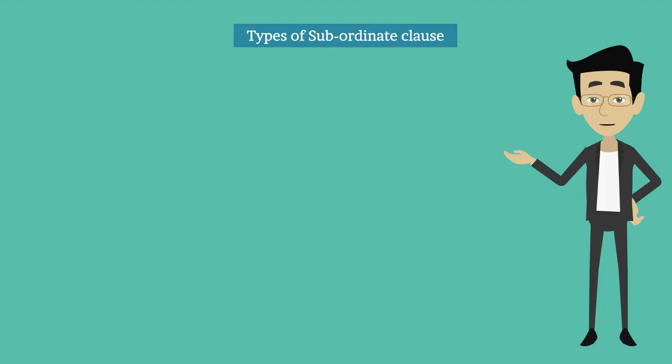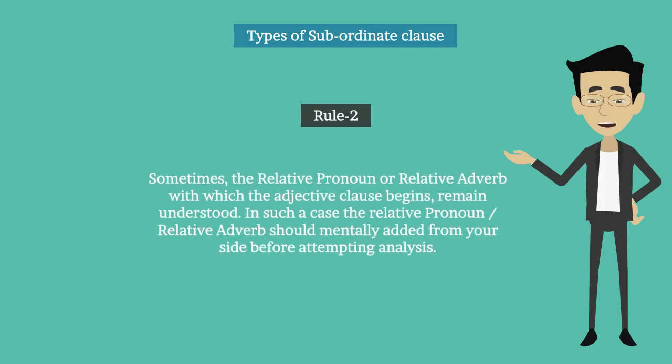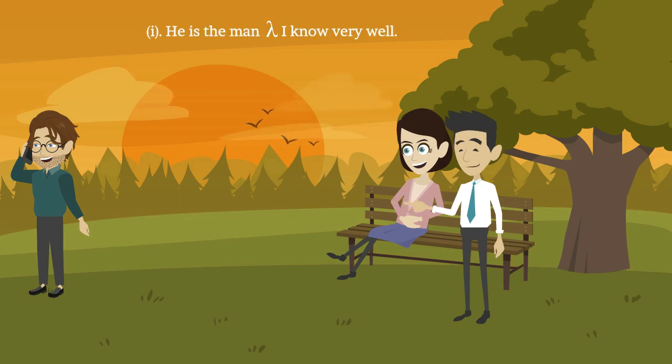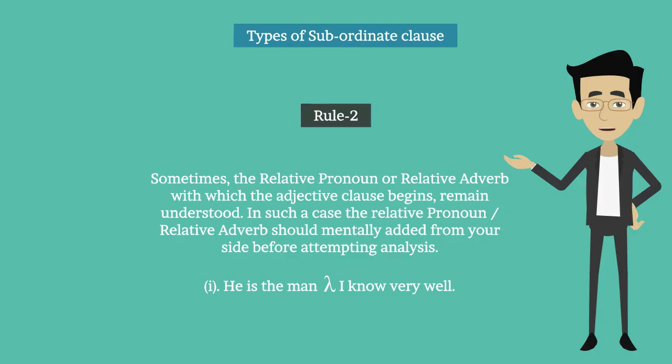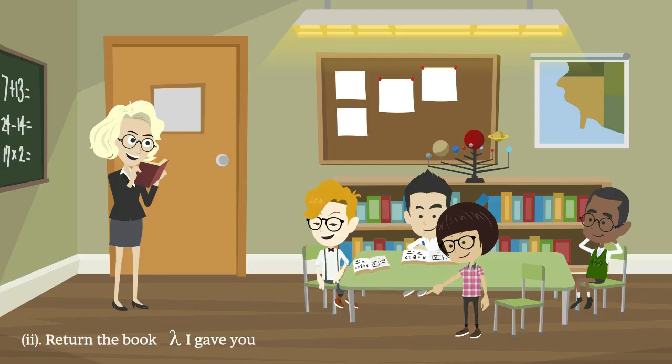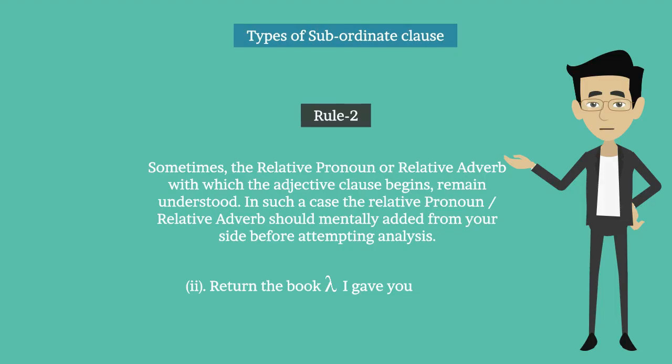Rule number 2. Sometimes the relative pronoun or relative adverb with which the adjective clause begins remains understood. In such a case, the pronoun or relative adverb should be mentally added from your side before attempting analysis. For example, first one, he is the man I know very well. In this sentence, whom is understood at the point marked by the sign. Therefore, I know very well is an adjective clause. Second one, return the book I gave you. In this sentence, that is understood by the sign. So, I gave you is an adjective clause.